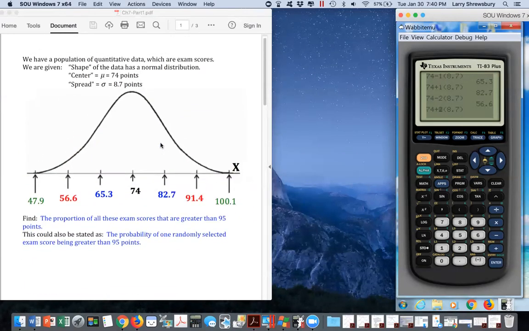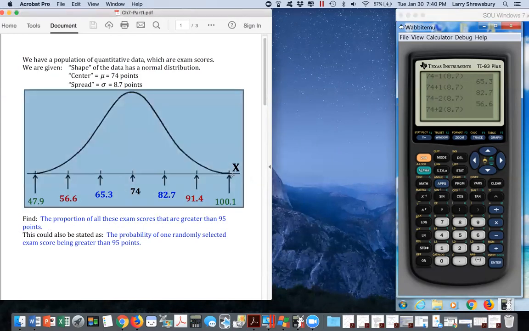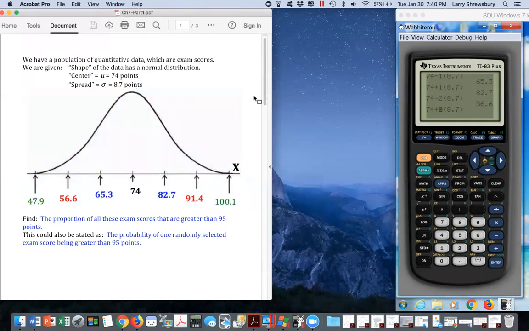Now let's see here. So they want us to find the proportion of all these exam scores that are greater than 95 points. Now, where is 95? Well, it's somewhere between here and here. Well, here's what we're going to do. You learned of a very handy tool that we're going to be using a lot in this class, and let's take that 95 points and standardize it into a z-score. So that's what we're going to do. I'm going to get my annotation tool here.